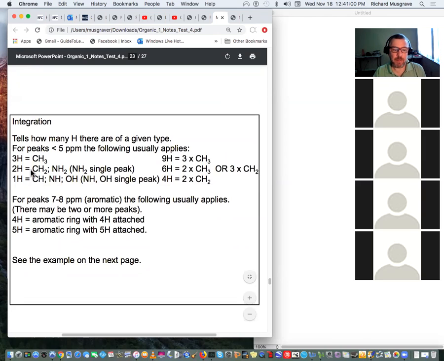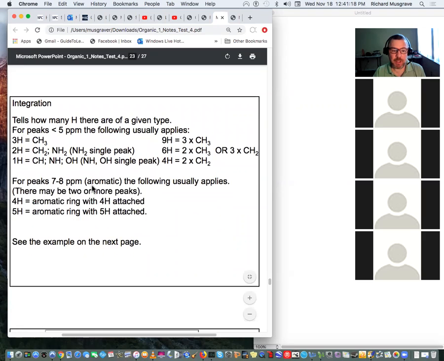The other clues that we can get here is when you've got a 2H peak, if it's a single peak, it's likely an NH2. If a 1H is a single peak, it's generally an NH or an OH. Right, so we'll get to that in a bit as well.